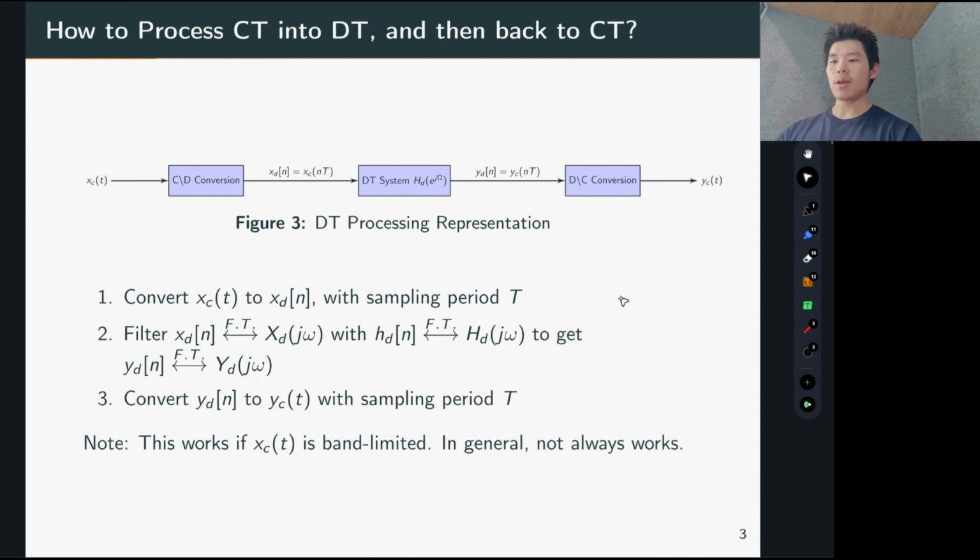Step number 1 is you convert it to x_d[n] with sampling period T, and you filter it, and convert that to the Fourier transform. You get X_d(jω), and then you run it through a frequency response. You get the output of that, and then you convert it back to the continuous version. And this works if the continuous time signal is band limited, which means you have a highest non-zero frequency. In general, this doesn't always work because you cannot always determine the highest frequency, but we're going to look at the band limited case.